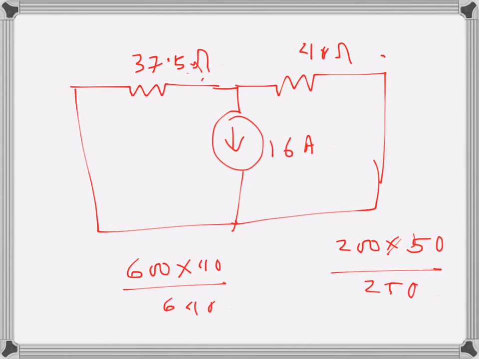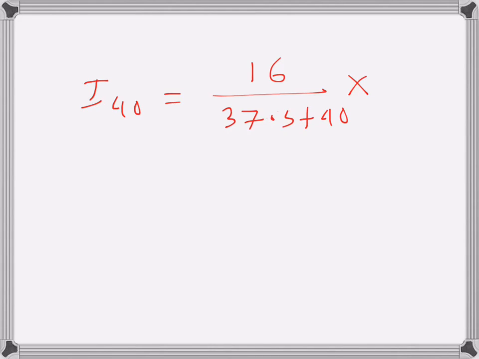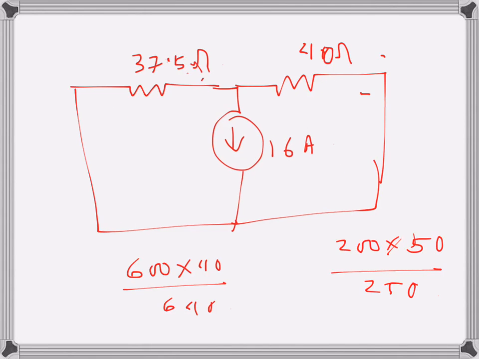So if we want to find the respective currents through each of the branches, through the 40 ohms I will apply the current divider rule. So let's say I40, the current through the 40 ohms resistance, will be 37.5 over 37.5 plus 40 times 16, which is 7.75 amps. And the other current, I can just subtract from 16 amps, so that will be 8.25. So this current going this way is 8.25 and this going that way is 7.75.